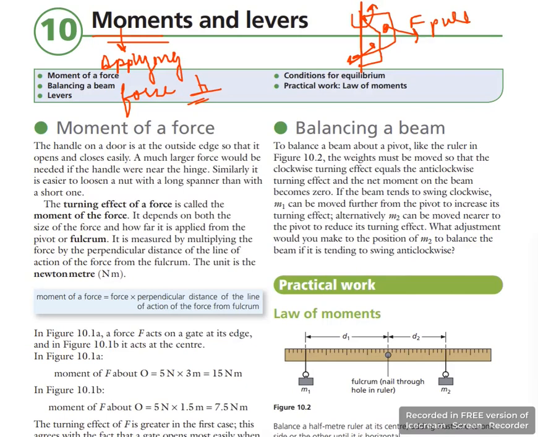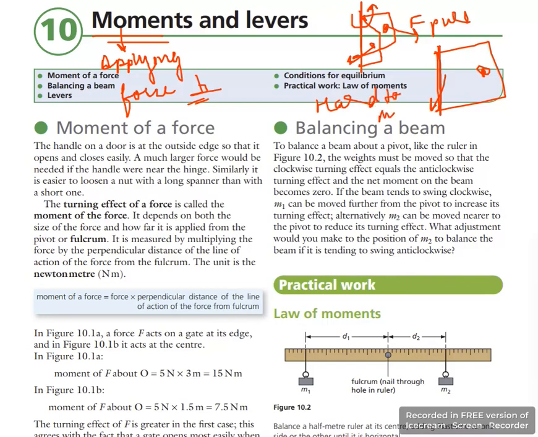So let us take another example. So what will happen if you apply the same force but at a different position of the door? So what you will do here, you just have to apply the same force at the axis where it is attached. Okay, so let's apply the force here. So as you see here, it is very hard to move the door from that position. So why is it happening?